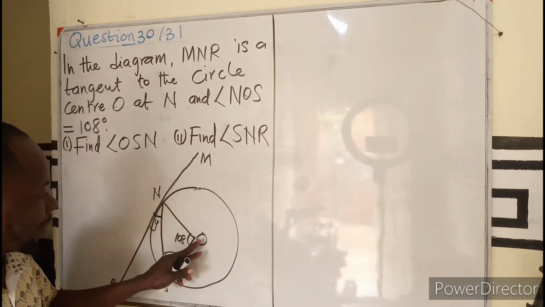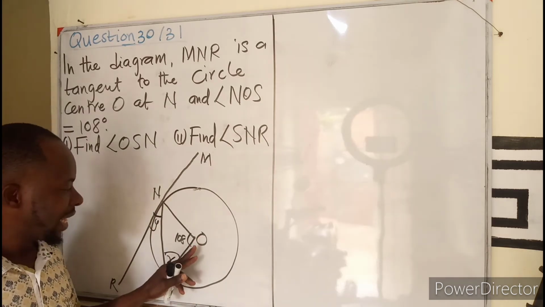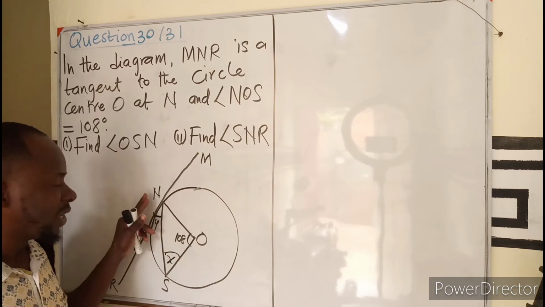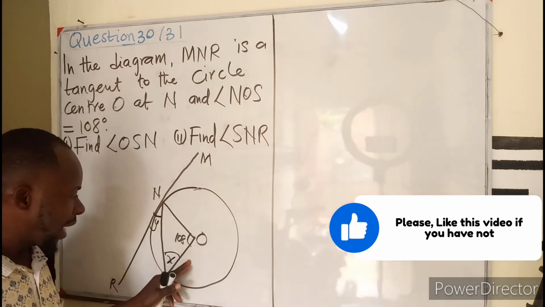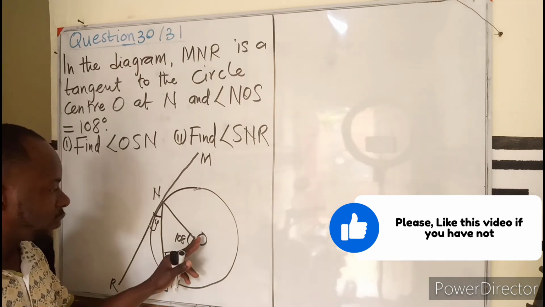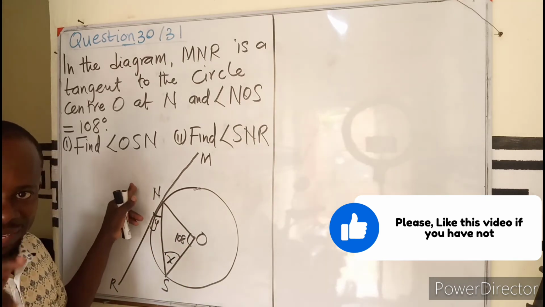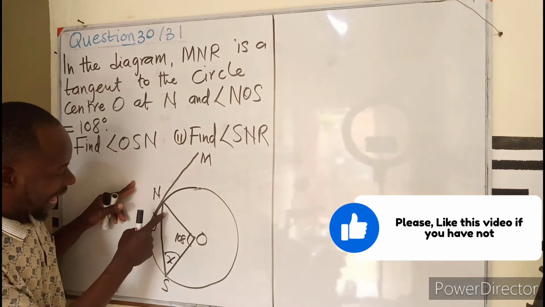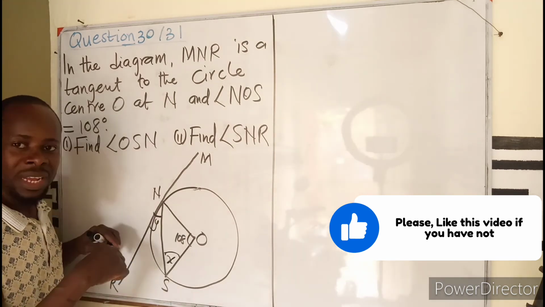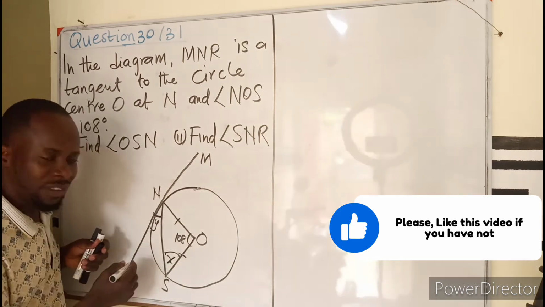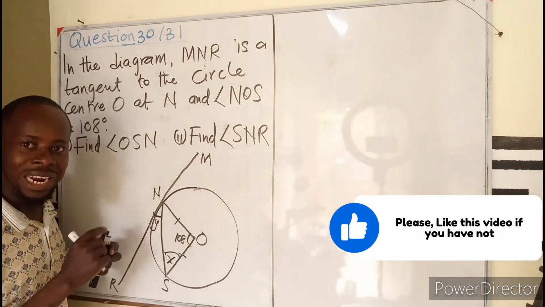But looking at this, the moment we are told this is the center, any line from the center to the circumference is a radius. So this is a radius. Likewise, OS is a radius, as is ON. If that is true, then the angles at the base are equal, because this will form what you call an isosceles triangle, because the radii are the same.